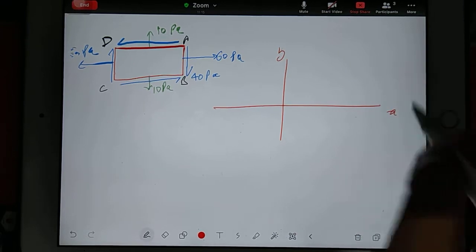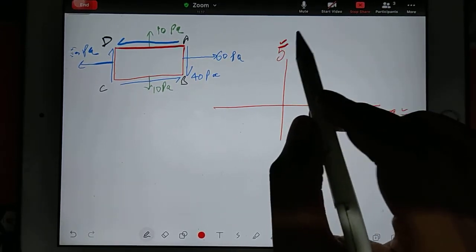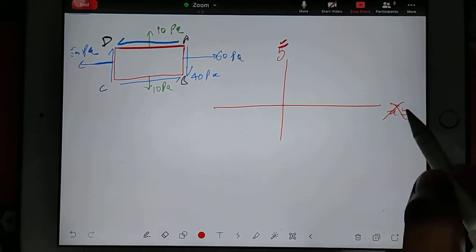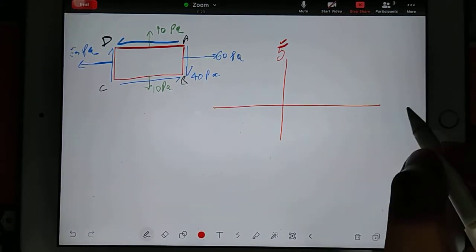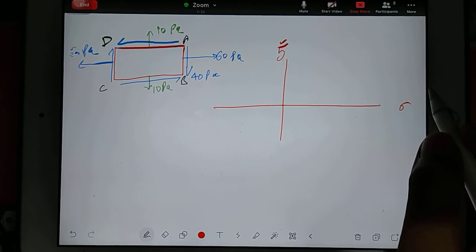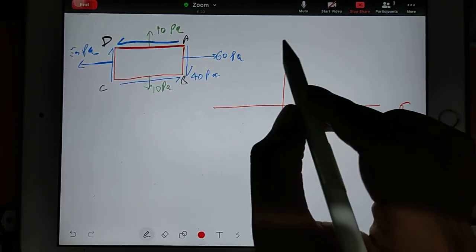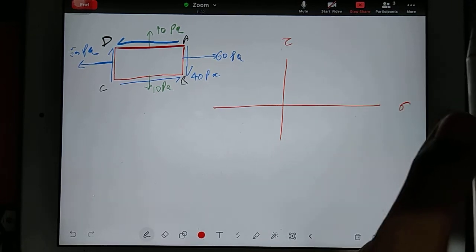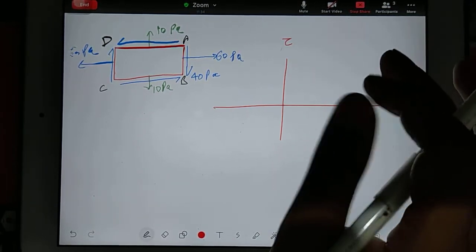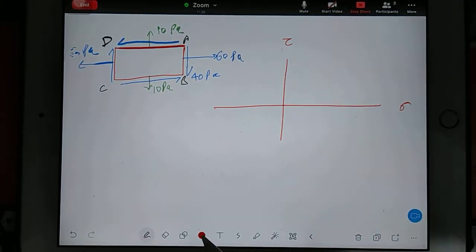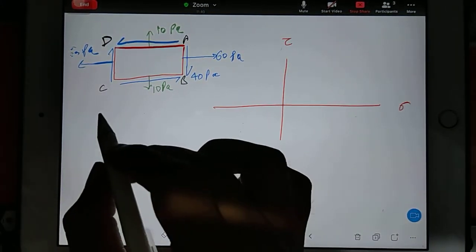Now you see, I am saying that this is x-axis and this is y-axis, but when we draw Mohr circle, this x-axis is no more x-axis. Then we call this normal stress, and the vertical one we call shear stress. So actually Mohr circle will be drawn between normal stress and shear stress. Okay, you have certain rules for the Mohr circle.